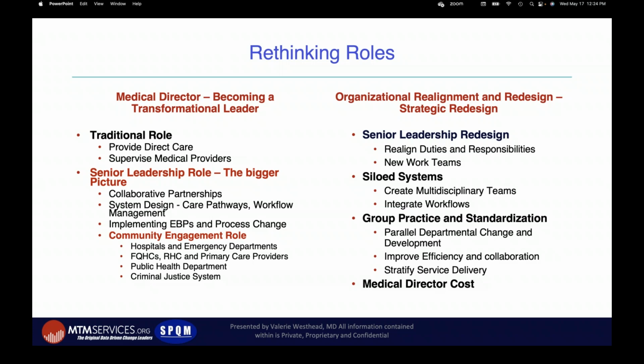On the flip side, there are changes within the organization. This is some realignment and redesign, and the strategic redesign that takes place is going to be different than what it has been in the past.